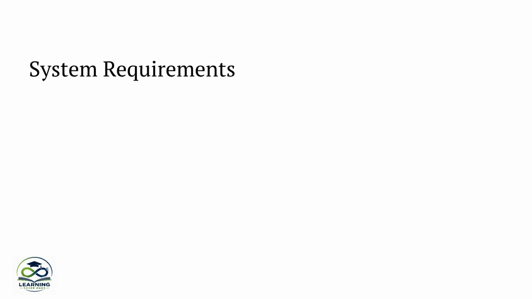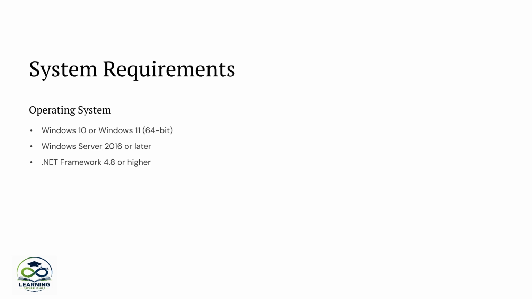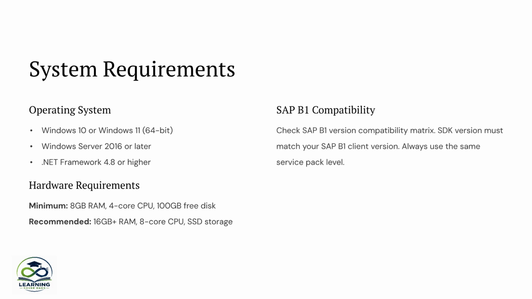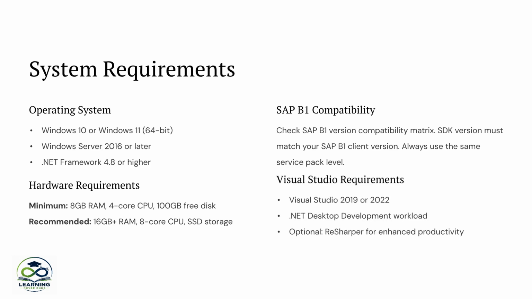Review the system requirements to ensure compatibility. This includes the operating system, like Windows 10 or 11, or Server 2016 or later, and minimum hardware like 8 GB RAM. Ensure your SDK version matches your SAP B1 client version and service pack. For Visual Studio, use 2019 or 2022 and include the .NET desktop development workload.